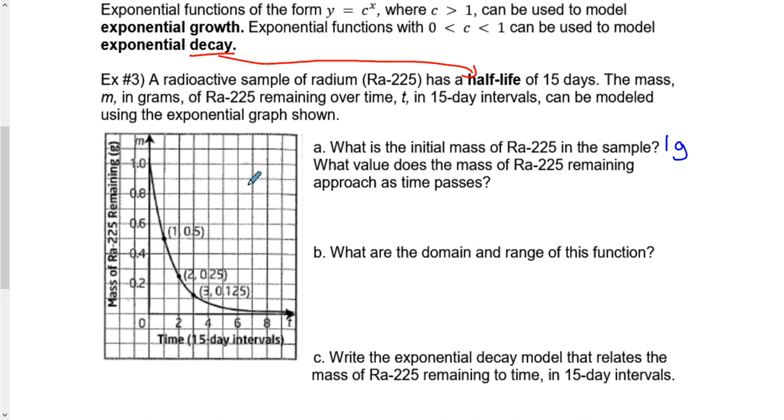Well, what value does the mass of radium-225 remaining approach as time progresses, or as time passes? So as the time keeps on passing, what does it generally get closer to? Well, you can see it gets closer to 0 grams. Now it's going to be absolutely impossible to measure exactly that, because it's going to keep on going half and half and half and half. But for practical purposes, yes, it does get to pretty much 0.